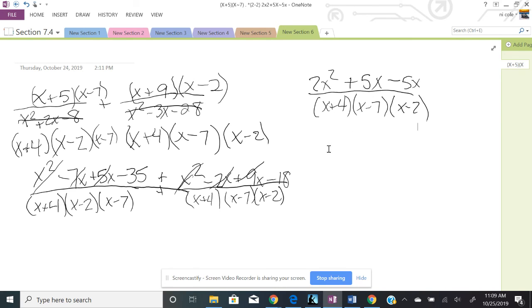Okay, so with unlike denominators, always ask yourself, what is the other denominator missing that the other one has? So check, figure it out.